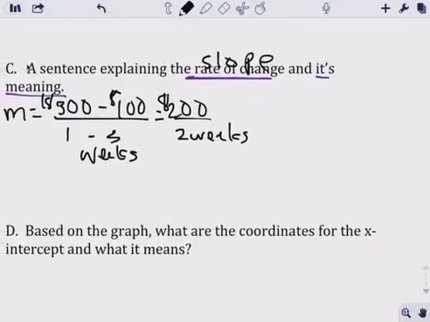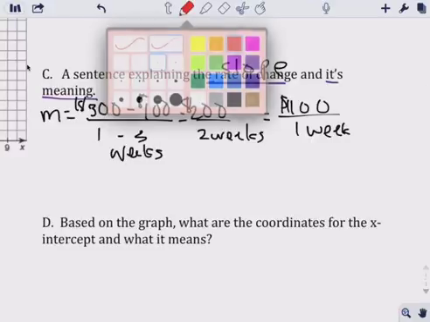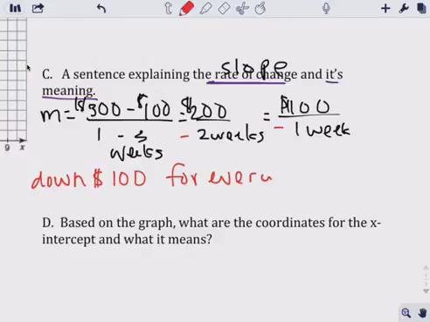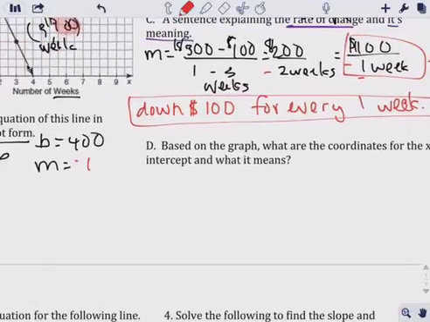That's the meaning. Reduce that to $100 for every 1 week. There you go, and that's its meaning. So you go $100. This is a negative, and because it's a negative, you go down $100 for every 1 week, or just for every week. If you want to put 1 for this one, it's fine. But that's its meaning. That's the slope, which is reduced to negative 100. We got our slope here, negative 100.